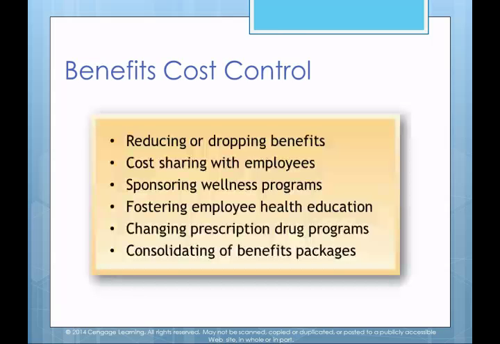So how do we do benefits cost control? Well, we can either reduce or drop certain benefits. We can impose more cost sharing on our employees. We can sponsor wellness programs to encourage healthy living. We can change prescription drug programs to have higher deductibles or various tiers of prescription drug programs, Tier 1, Tier 2, and Tier 3. And then we can consolidate different benefit packages.